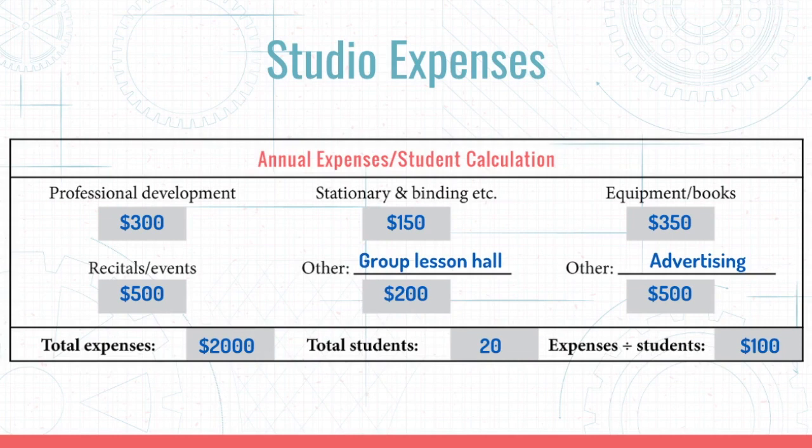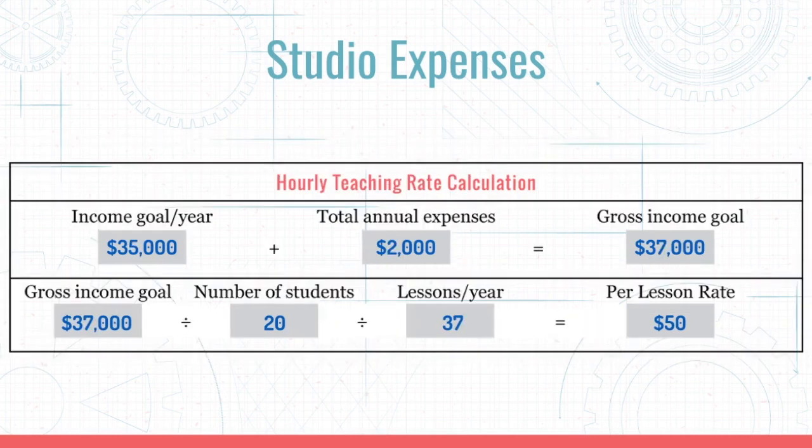Yours could be a completely different calculation. I've worked this out to be an even number, but you'll do your own calculation inside the workbook using the tables provided. So these total expenses come to $2,000, and the number of students we're going to have is 20, so that equates to $100 per student.